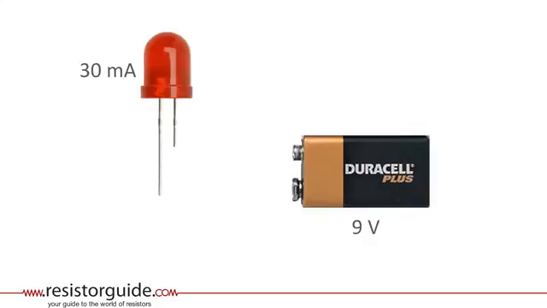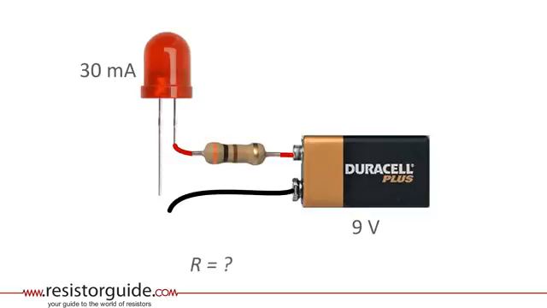Suppose we want to light a red LED with a 9-volt battery. The LED has a specified maximum current of 30 milliamps. If we directly connect the battery, the LED might burn out instantly. The LED practically doesn't create resistance, so the current will get much higher than the 30 milliamps. To prevent this, we can place a resistor at the positive lead between the battery and the LED.